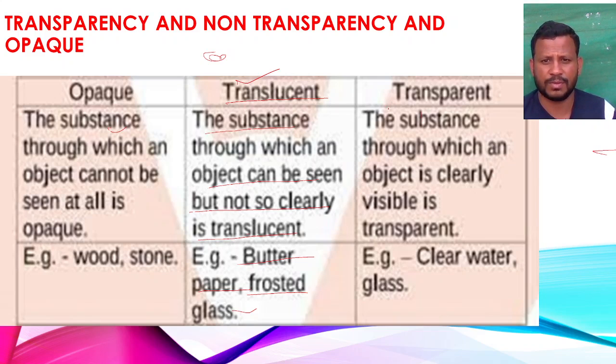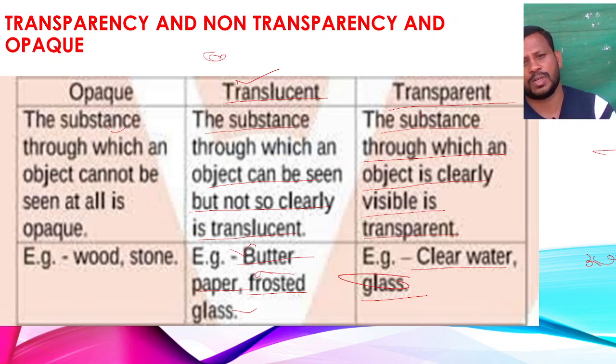Next one is transparent. The substances through which an object is clearly visible are known as transparent. For example, clear water and glass. If we take clear water, we can see what substances are settled at the bottom of the water. And next we use glass here, right. Glass is also a transparent material. Here you can see the glass. These glasses are also transparent materials.